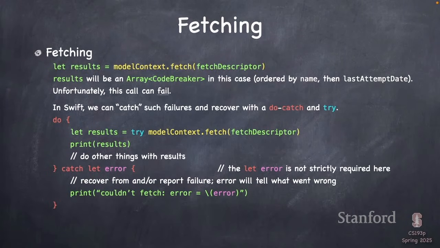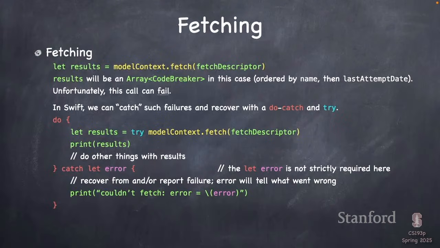So a couple things to note about this is notice that after I do the try modelContext.fetch, what do I do on the very next line inside the do? I start using the result. I print them out, doing other things with results. So I stay inside the do as long as my tries don't fail.